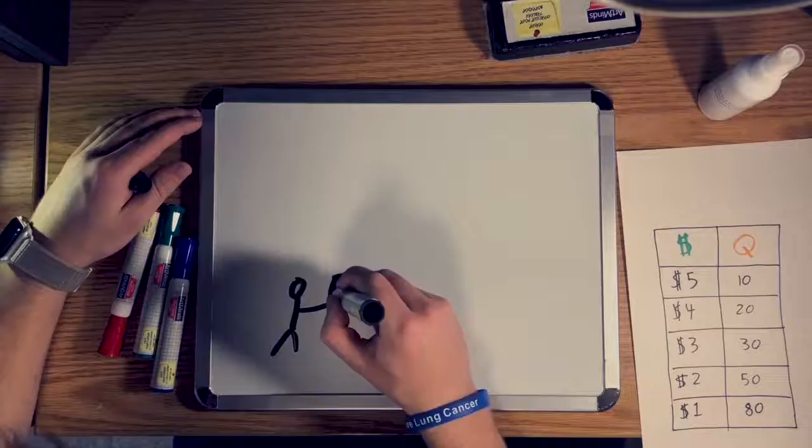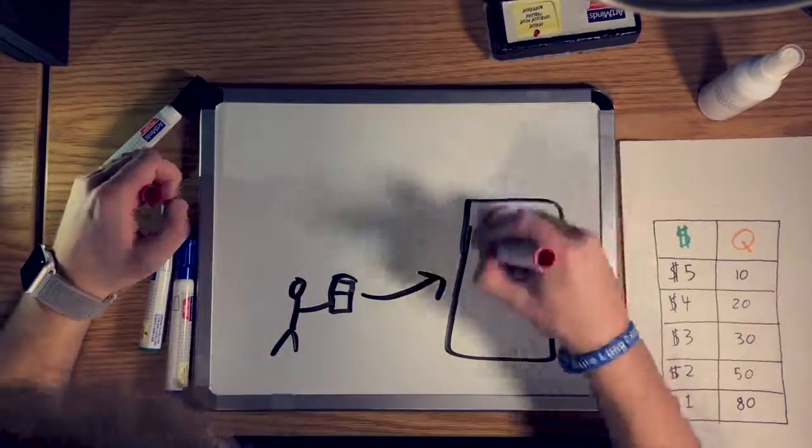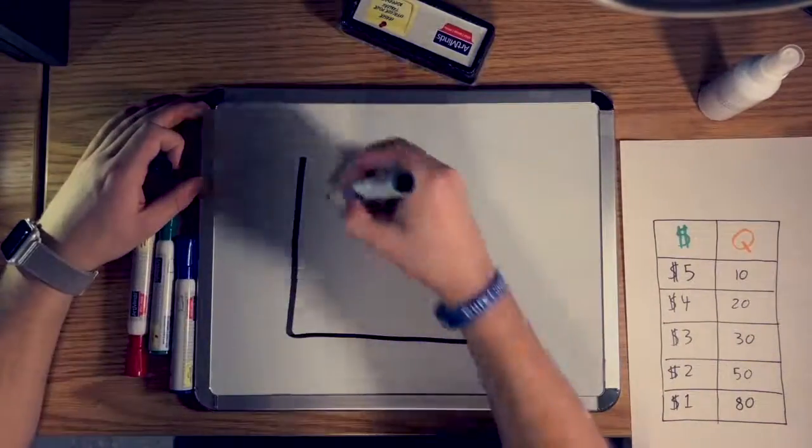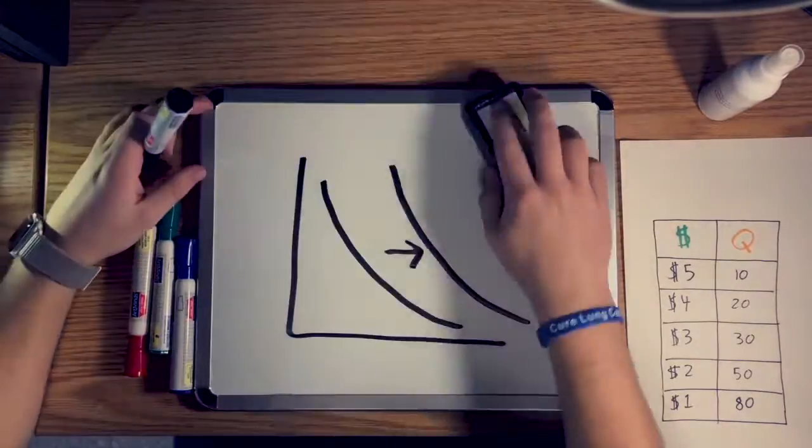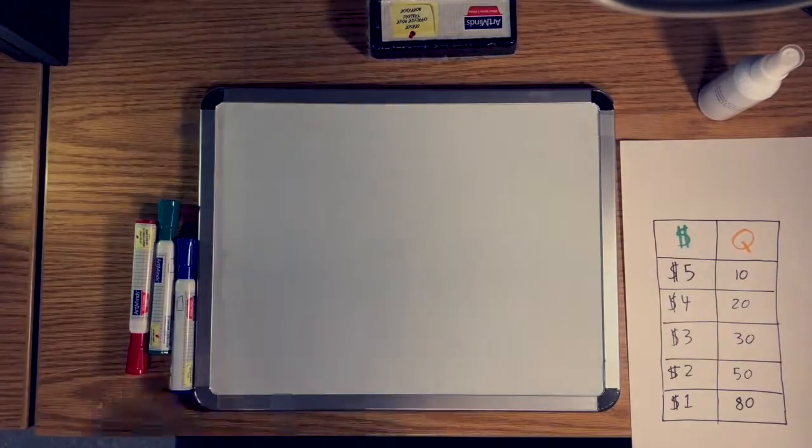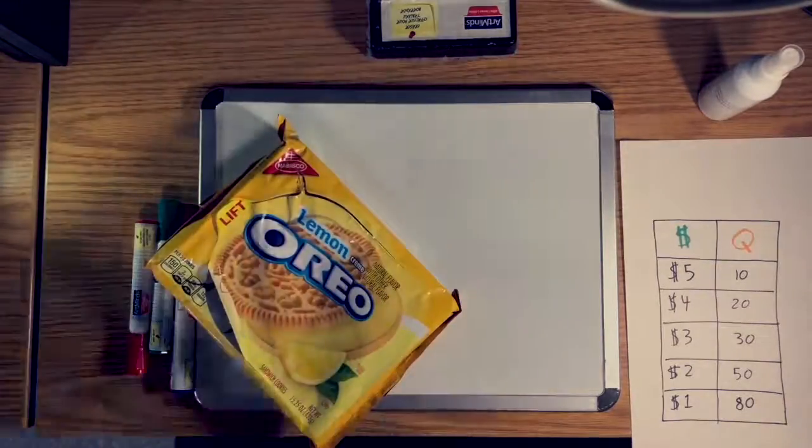Now let's say that a new study comes out that says that kids who drink milk do better in school. This would mean more parents will buy milk, which will cause the demand to shift outwards. Now let's talk about another way that shifts work: complements and substitutes.